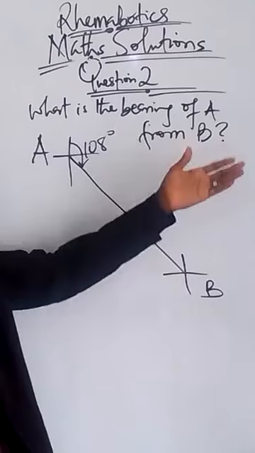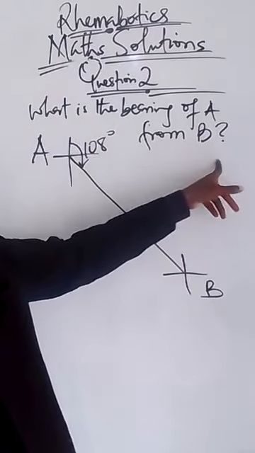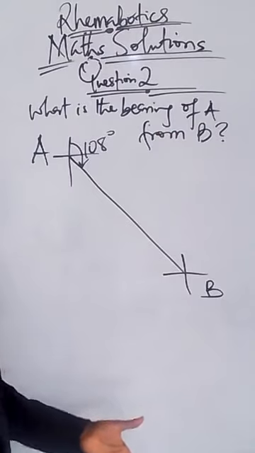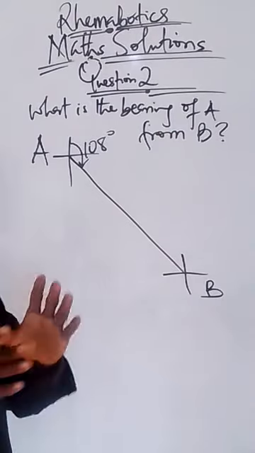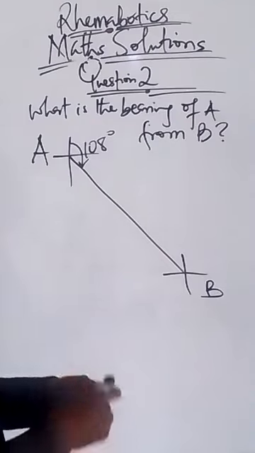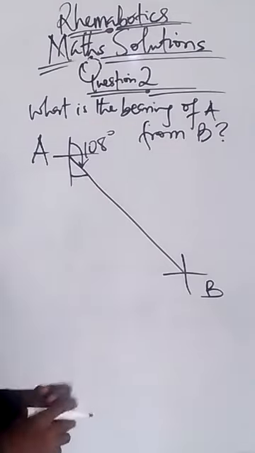Question 2. What is the bearing of A from B? And this is the diagram. We're going to do a very quick one. It's a quick solution. First of all, we're going to look for this angle. So how do we get that angle?